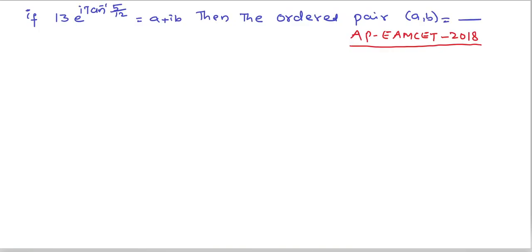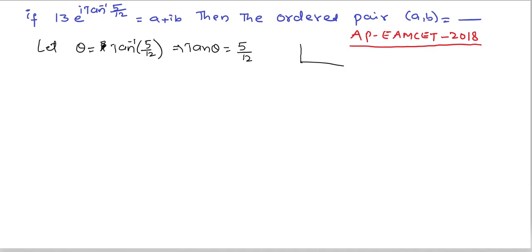13 e power i tan inverse 5 by 12 is equal to a plus ib. Then the ordered pair a comma b is equal to dash. This is an AP EAMCET 2018 question. So let theta is equal to tan inverse of 5 by 12. From this, tan theta is equal to 5 by 12. This is 5, 12, 13. From this, cos theta is equal to 12 by 13 and sin theta is equal to 5 by 13.